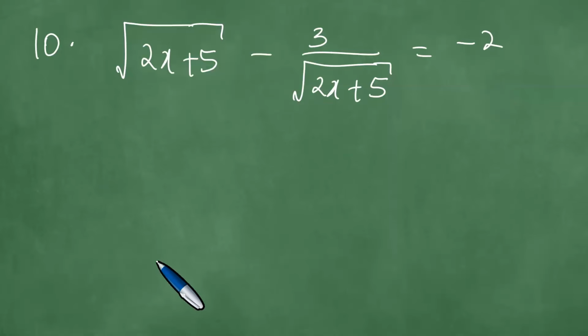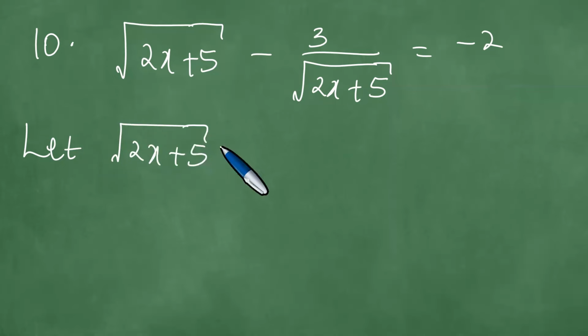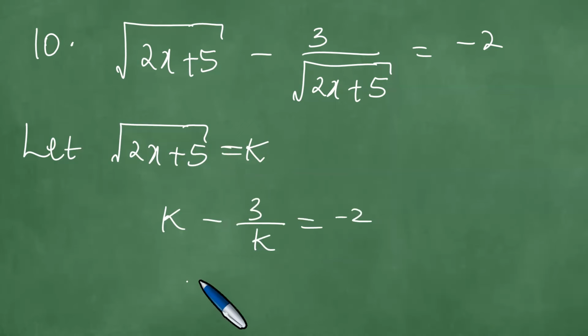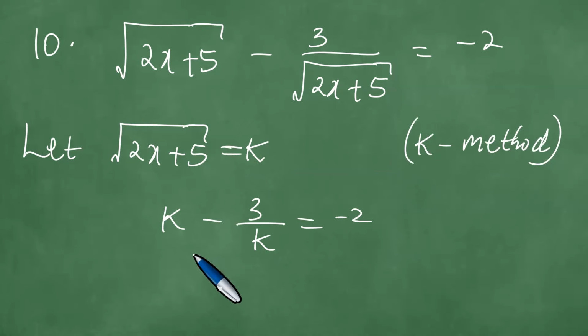Okay, let's look at this, and we want to solve this particular equation step by step. How do we solve this step by step? We proceed as follows. Because we can see something that occurs twice, the square root of 2x plus 5 occurs twice, so we must let the square root of 2x plus 5 be equal to k, so that you have k minus 3 over k equals minus 2. Okay, and this is called the k method. It's a great learned method.